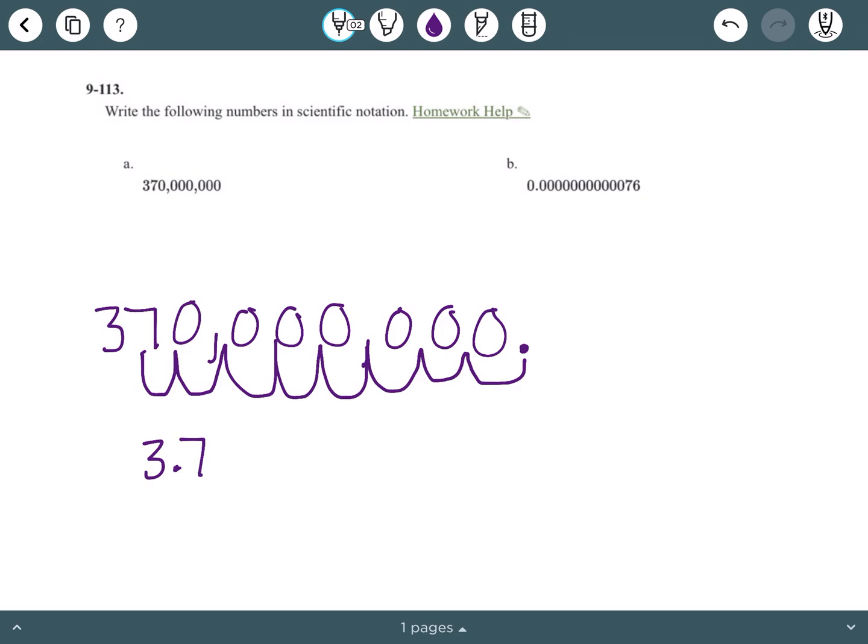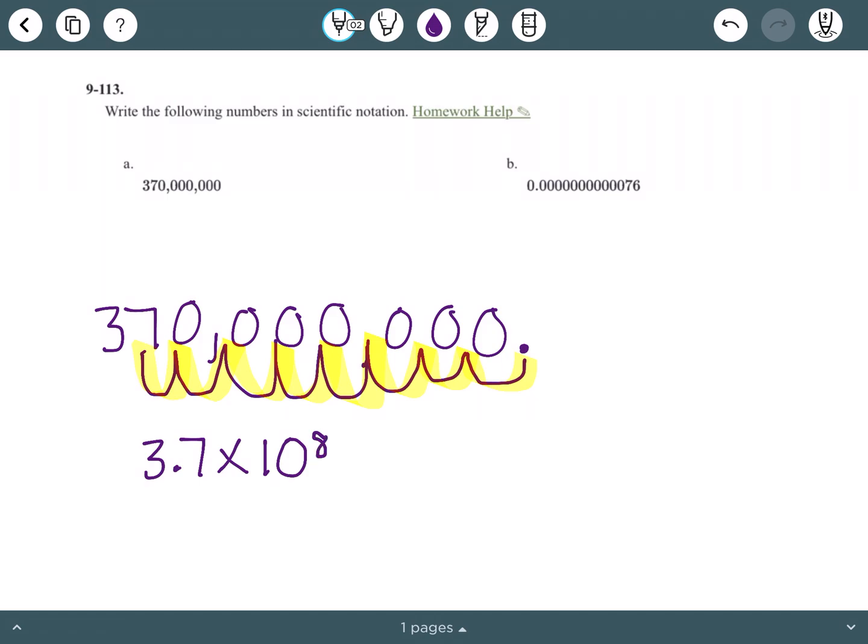And in scientific notation, remember, you want to write that multiplication sign that looks like an X. And we know it's going to be multiplied by some power of 10. So far we have 3.7 times 10. Now, to determine the exponent, we need to figure out how many times we moved that decimal place. So I moved it 1, 2, 3, 4, 5, 6, 7, 8 places. So that is my exponent.